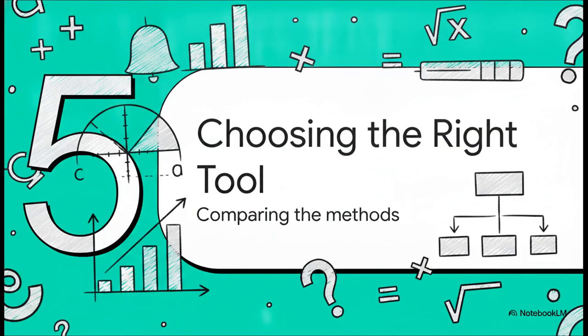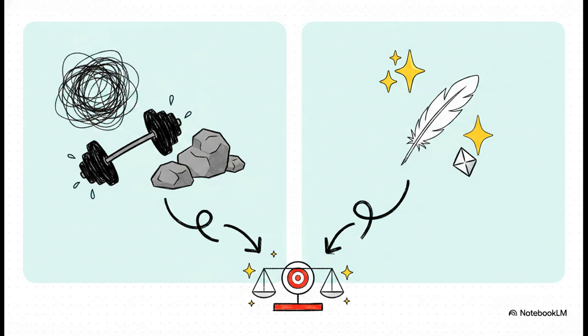Section 5. Choosing the right tool, comparing the methods. Now that we've thoroughly explored our complete mathematical toolbox, it's vital to reflect on how these methods compare to one another, and more importantly, when you, as a student of statistics, should use them. Let's look at a direct comparison. The direct method uses full raw x sub i values and forces us to calculate tedious large numbers manually. On the other hand, the step deviation method elegantly scales the data down using those u sub i values.